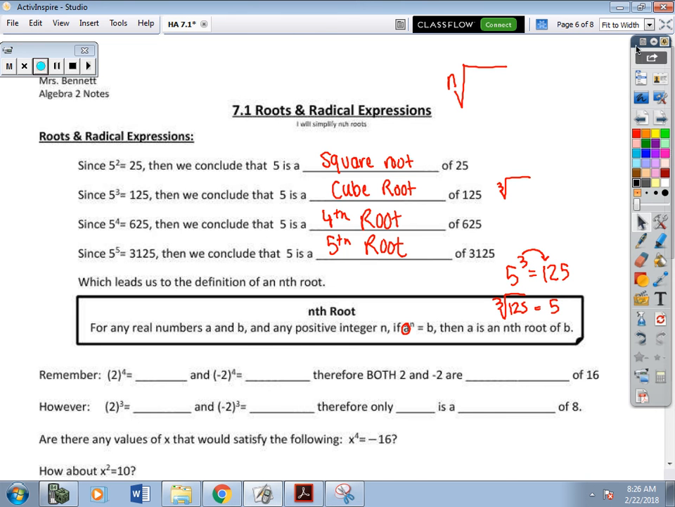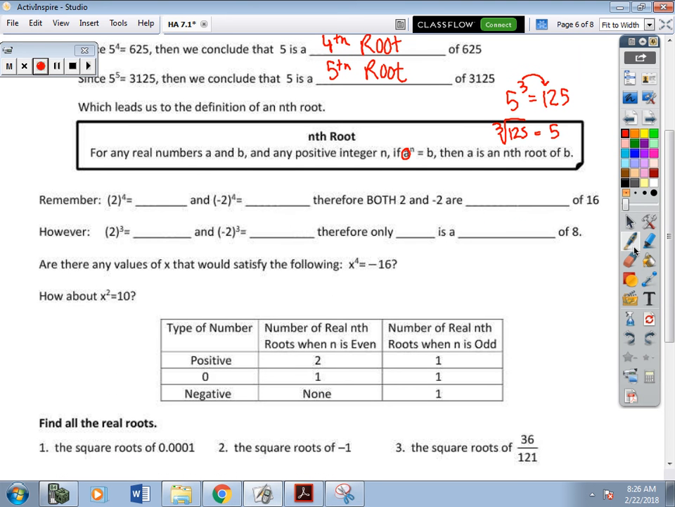Now, sometimes we have to investigate positive and negatives. So 2 to the 4th, 2 times 2 times 2 times 2 would be 16. Negative 2, in parentheses, to the 4th, would that be positive 16 or negative 16? Positive 16 also. Therefore, both 2 and negative 2 would be fourth roots of 16. So if I ask you to take the fourth root of 16, you'll have to include our favorite, the plus or minus symbol.